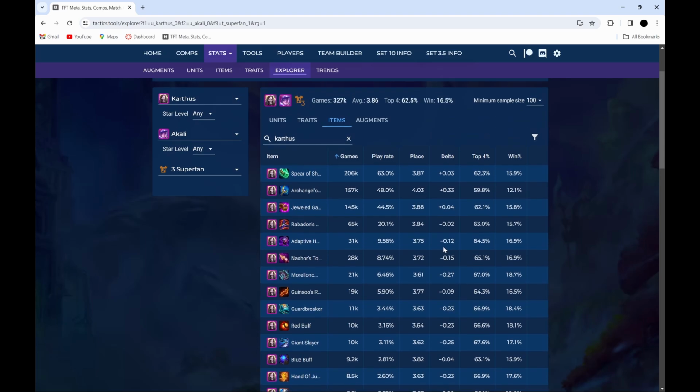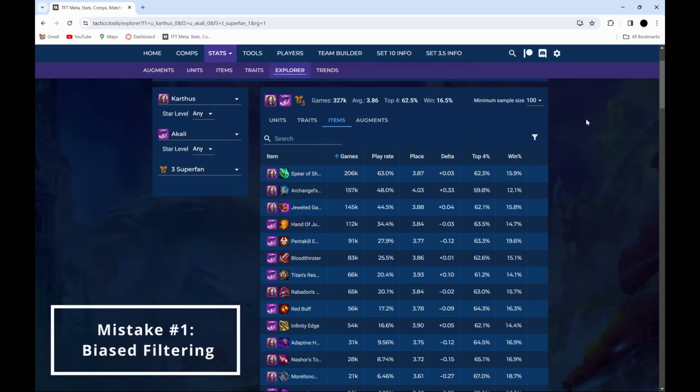Now that I've given a brief overview of what I believe are the most useful features of TACTICS.TOOLS, I'm going to get into the 5 most common mistakes that people make while using statistics. The first mistake I want to talk about is introducing excessive bias in the filtering process. What I mean by this is when your data is being excessively influenced by outside variables that may lead you to incorrect conclusions. I'll give you an example.